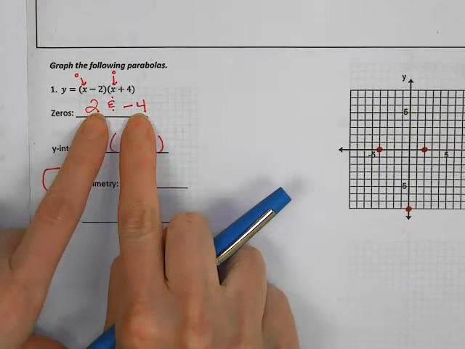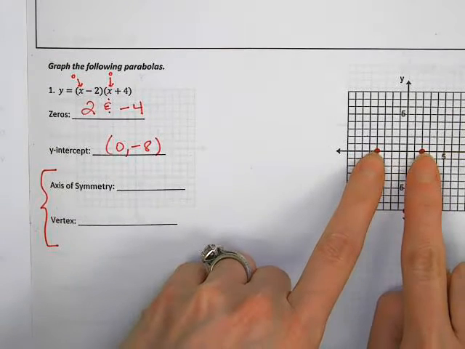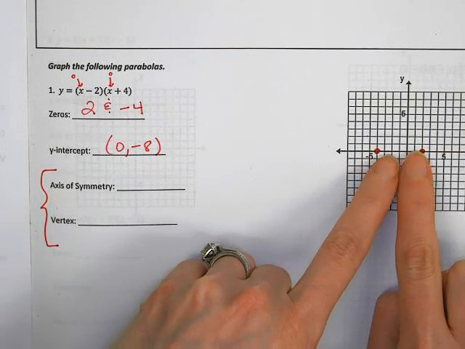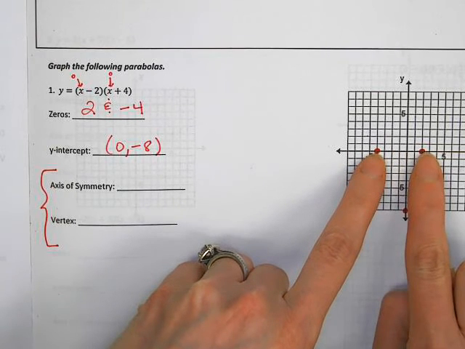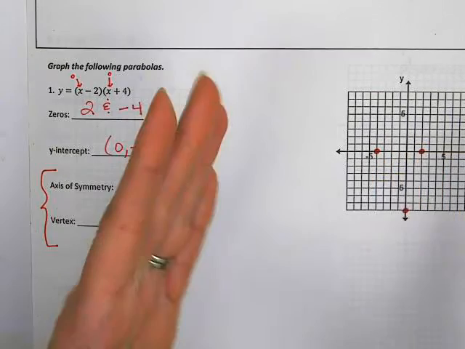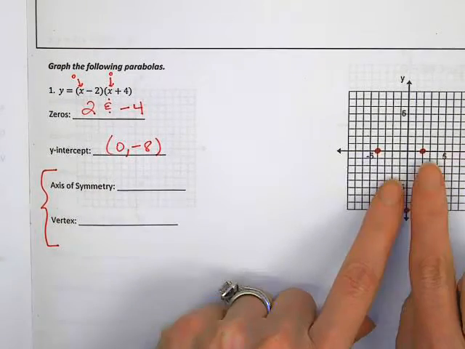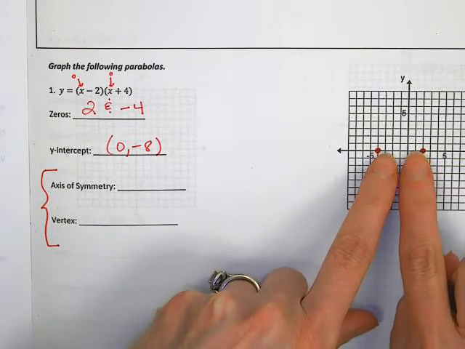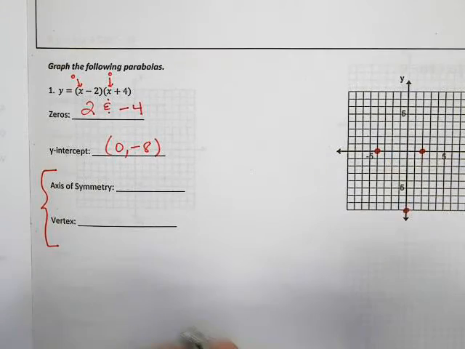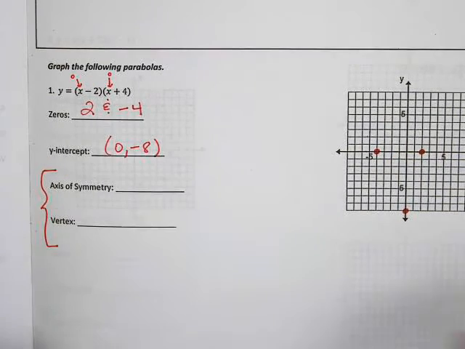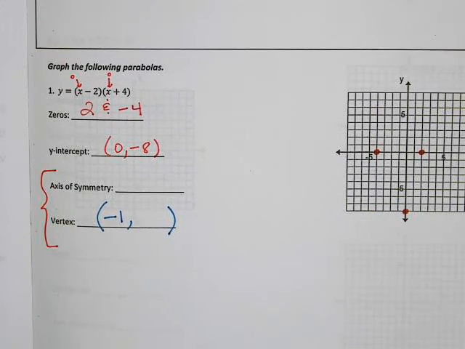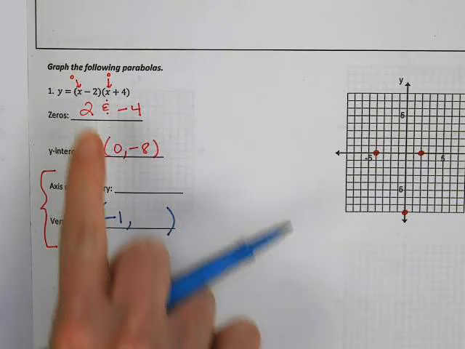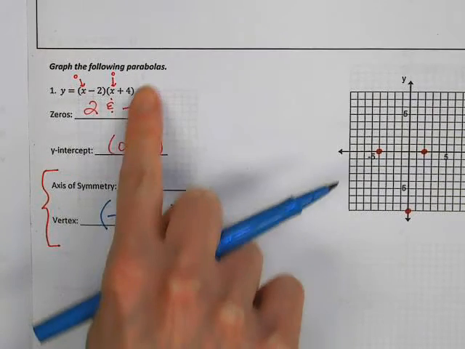So what point is right in the middle of 2 and negative 4? So if you work your way in to the middle, what would be the x value of the vertex? So what point is right in between 2 and negative 4? So if you inch your way in, it looks like it's at negative 1, right? So the vertex is at negative 1 comma something. We don't know what, but to find it, we plug negative 1 in for x.